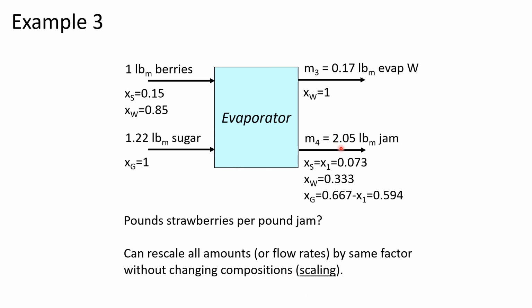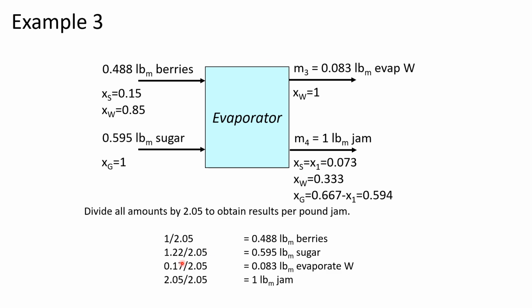So for instance, if we want to produce what the results are for producing 1 pound mass of jam, we could divide all the total amounts, all the masses, by 2.05. So this gets converted to 1, and then each of the other numbers will be converted to the value needed to get 1 pound mass jam. And that's what's shown here. We'll divide all the amounts by 2.05 to obtain the results for 1 pound mass jam.